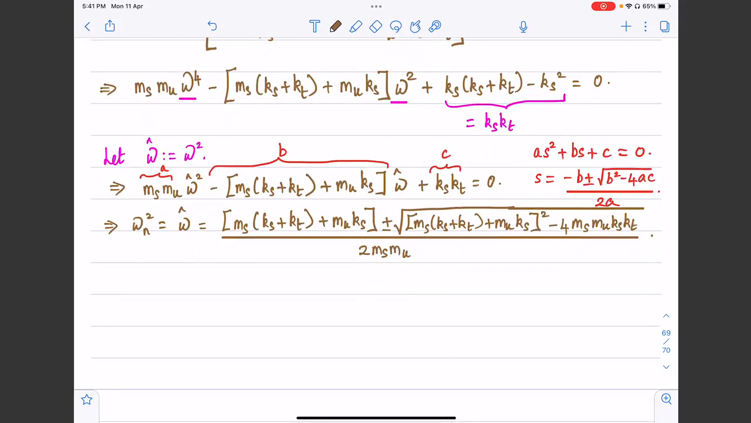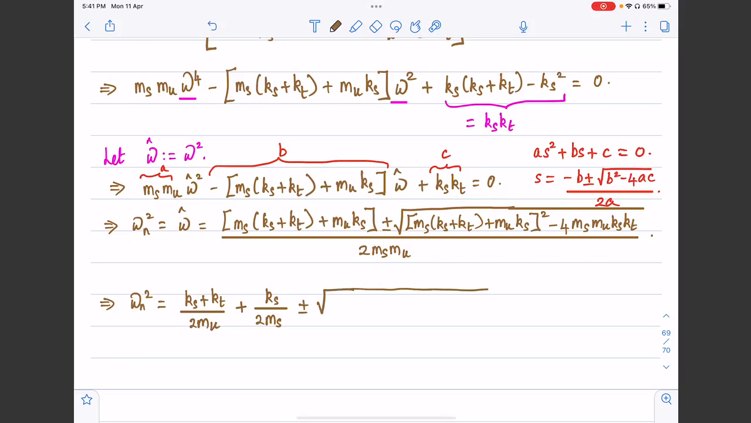Once again, an optional exercise, but please do this. So omega n square, the solution we will get if you simplify this equation, is Ks plus Kt divided by 2 times mu, plus Ks divided by 2 times ms, plus or minus square root of... it's going to be a rather long expression once again.